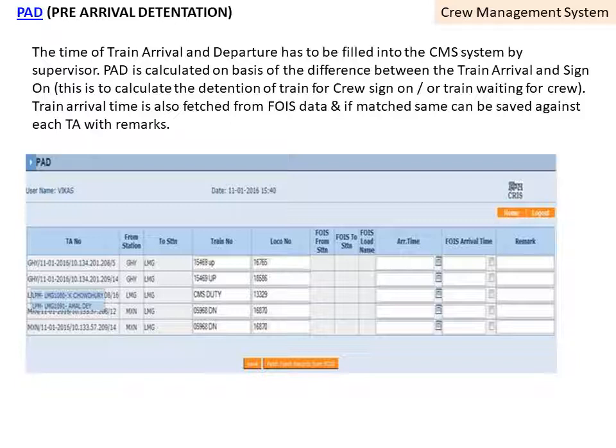FOIS, COIS and CMS, the three are included in the same database structure, so that whenever it is clicked, when the loco number is correct, the data will be automatically fetched in the columns.